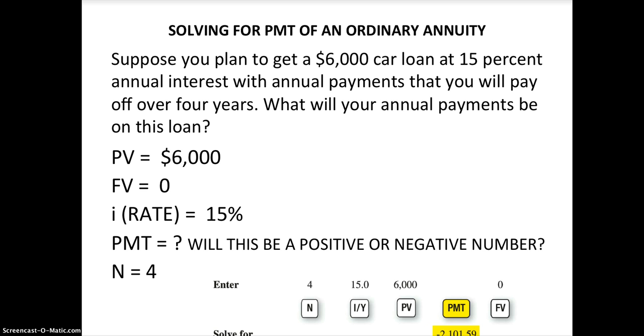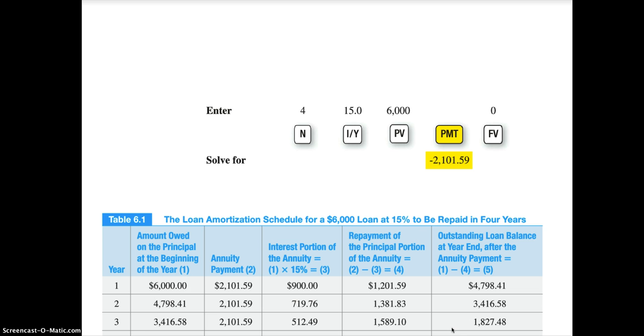And when you solve for payment, I don't know if you can see it, but it says negative $2,101.59. Now, why is it a negative? Of course, because that's a cash outflow. Every time you make the payment, it's leaving your home, your bank, it's going to another bank or the auto loan company, the financing company. So the payment amount will show up as a negative amount on your calculator.